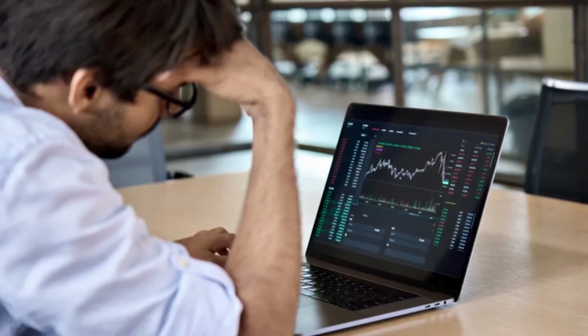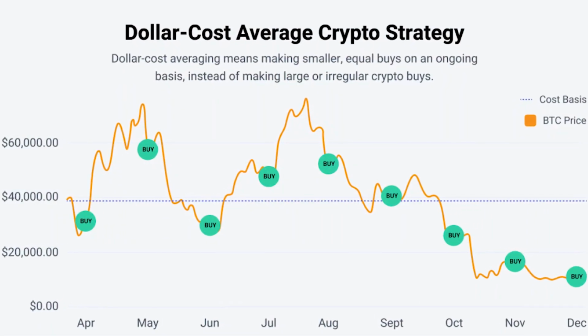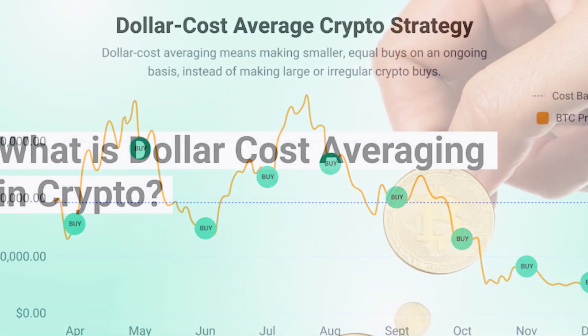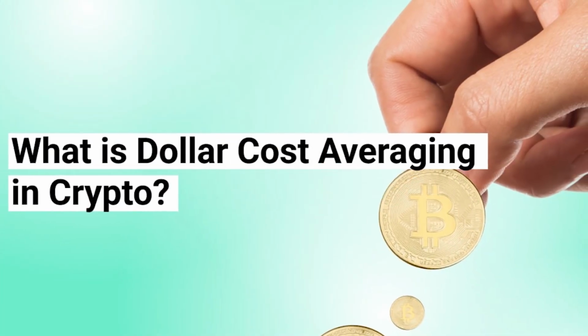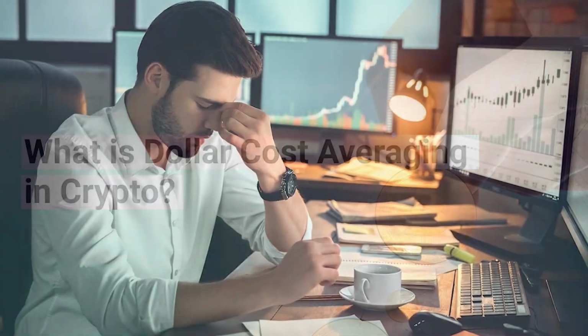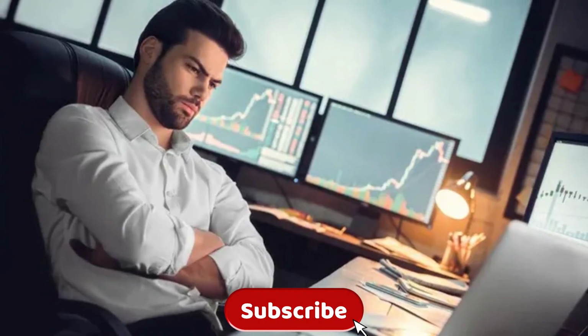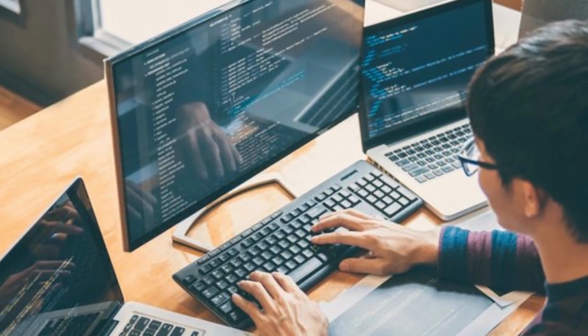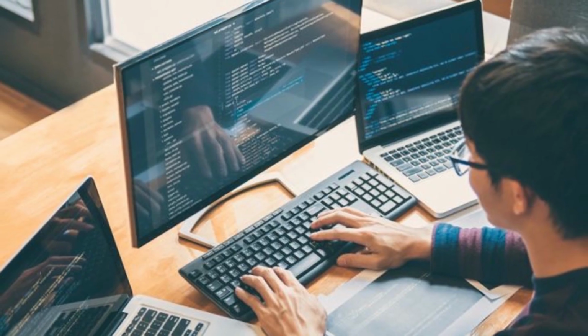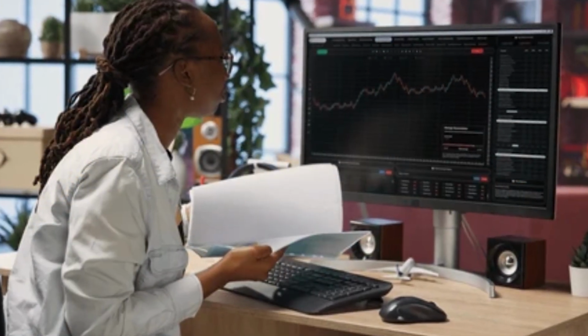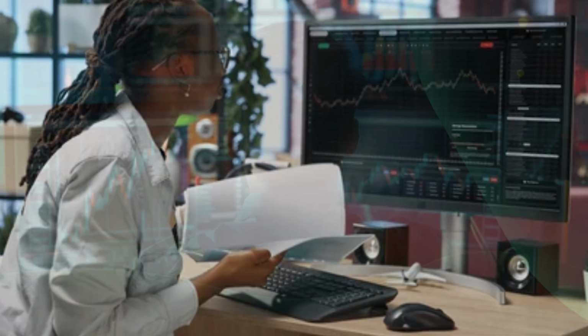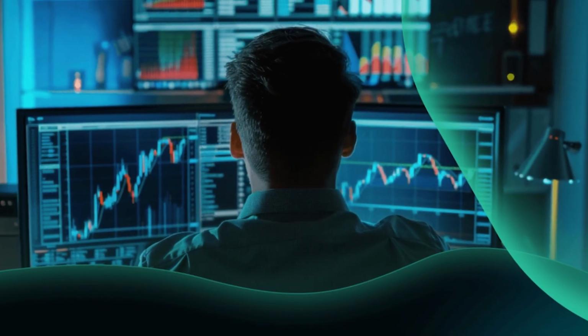This approach is the complete opposite of trying to predict the perfect entry point, which, let's be honest, almost nobody gets right consistently. Here's an example. Let's say you decide to invest $200 into Bitcoin every single month for a year. Sometimes your $200 will get you more Bitcoin, sometimes less, depending on the market price at the time. But over 12 months, your overall cost per Bitcoin is averaged out. This means you're not overly exposed to buying everything at a peak, and you also benefit from picking up more when the price dips. That's the essence of DCA.